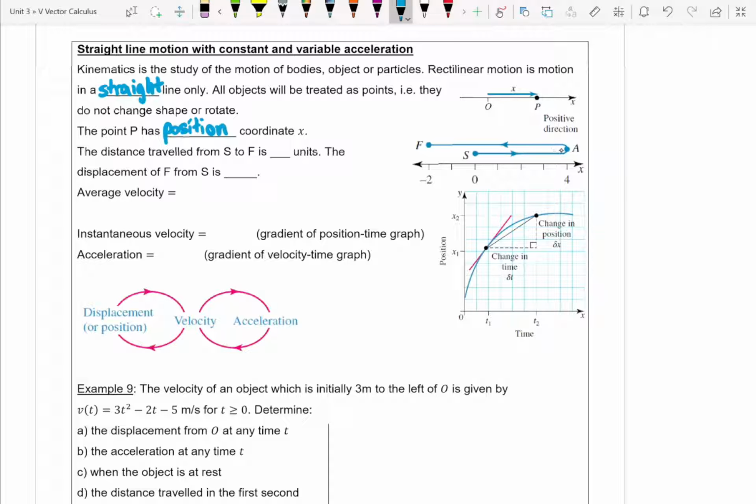We then follow this line across to the point A, which is x equals 4, and then go back the way we came, but a little bit further to get to x equals negative 2. So when looking at this, if we were just interested in distance traveled, to get from S to F, we've gone 4 units and then 6 more units. So in total, we've traveled 10 units.